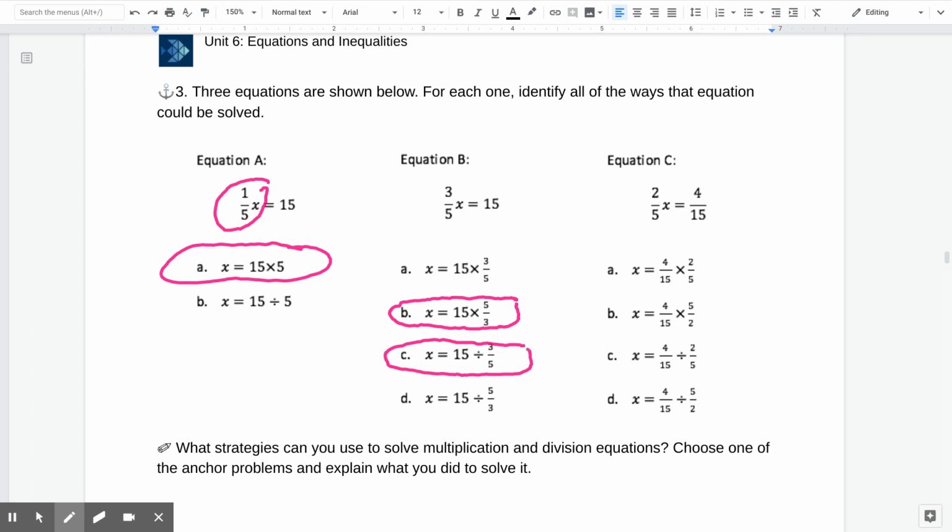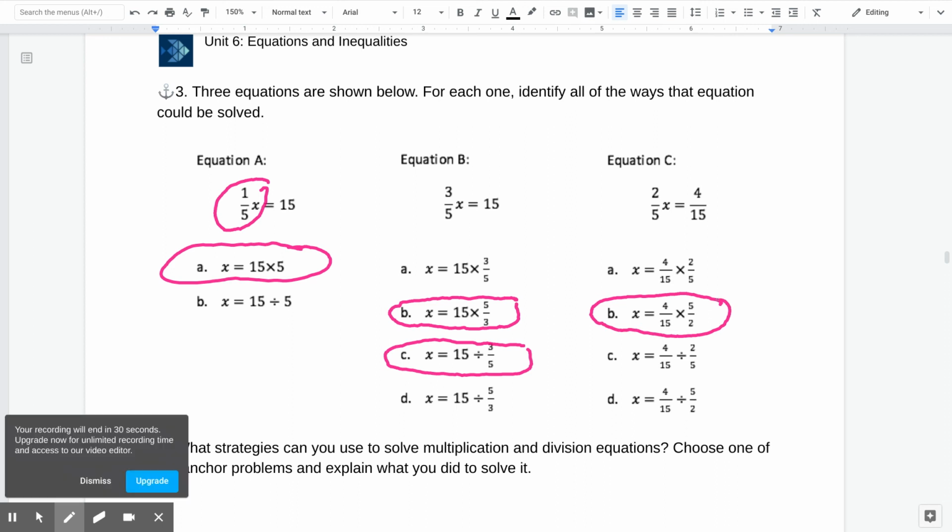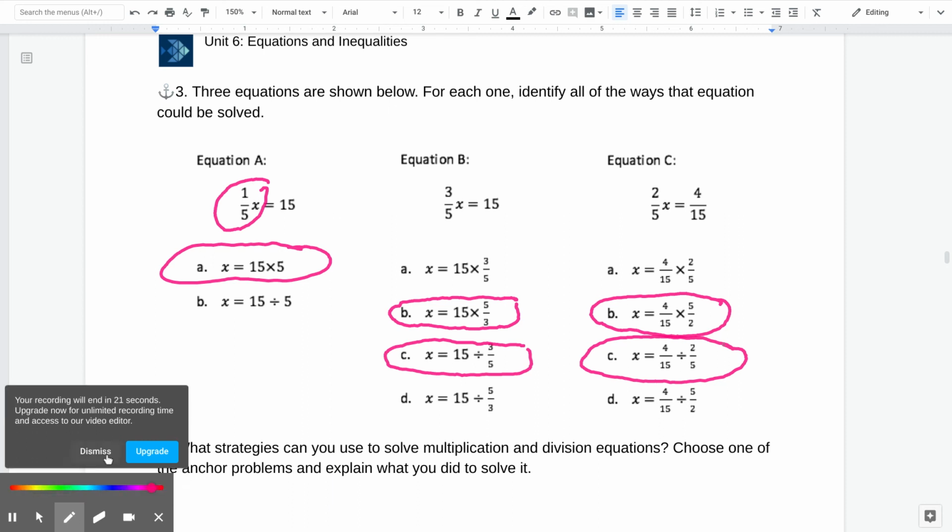which means I then need to multiply the other side by 5/2, giving me a correct answer in C, or I can divide 2/5 x by 2/5, and then I'd need to do the same thing to the other side. So again, B and C are correct answers.